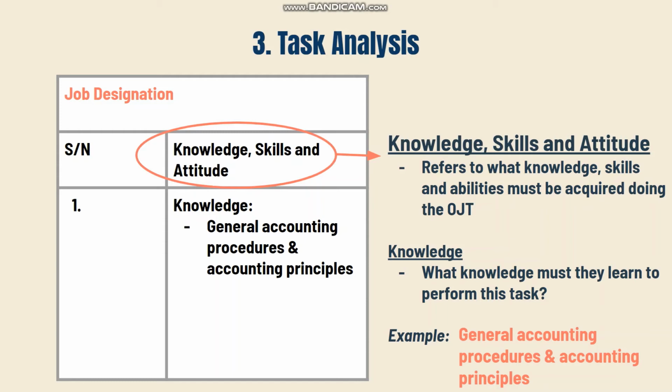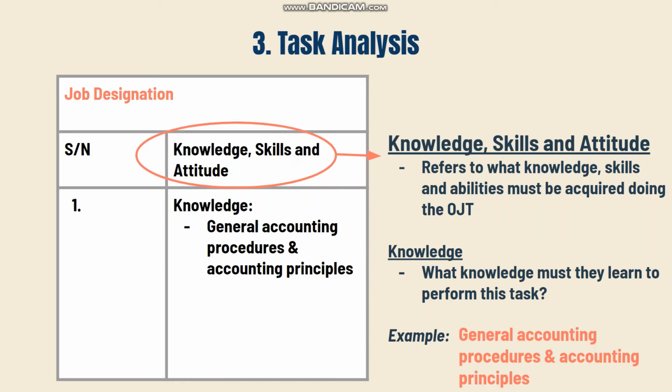Moving on, knowledge, skills, and attitudes refers to what knowledge, skills, and attitudes must be acquired during the OJT. It is important to differentiate the 3 as people often get confused. Knowledge is rather theoretical compared to practical, and it can be gained through research or studying. Having knowledge of how to do something does not necessarily mean that you can do it, even if you understand the steps and what should happen.